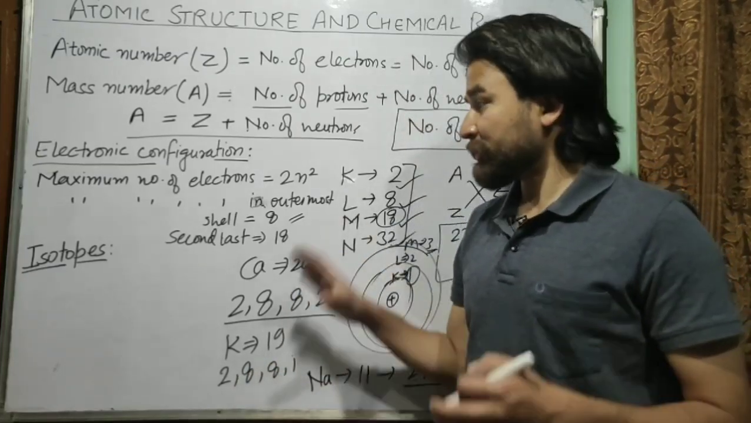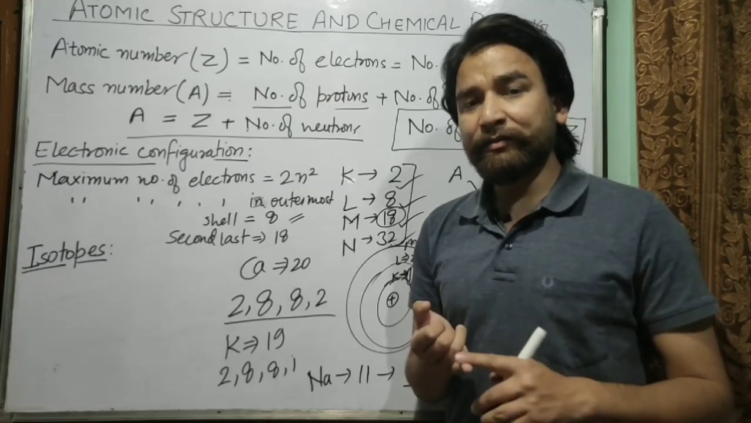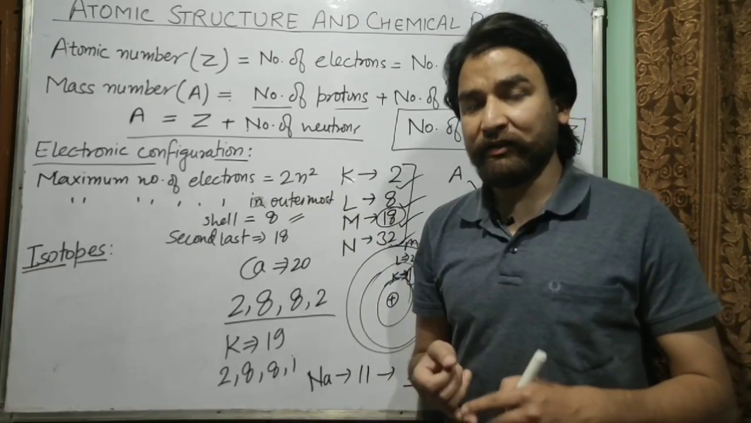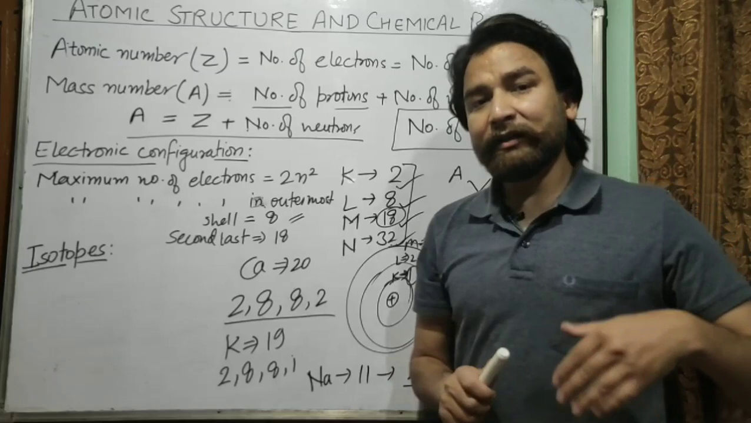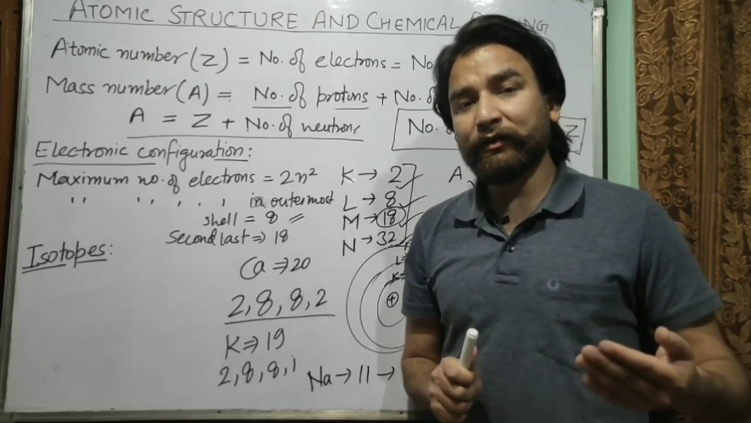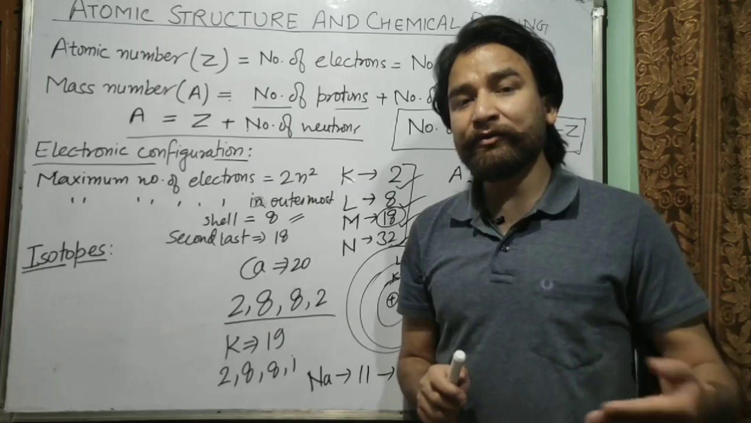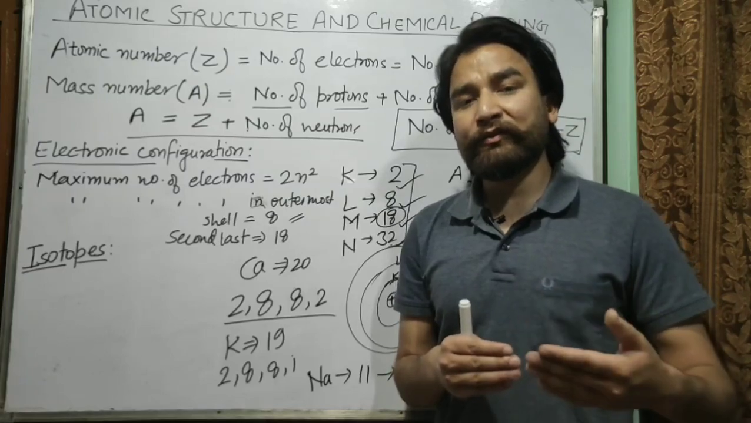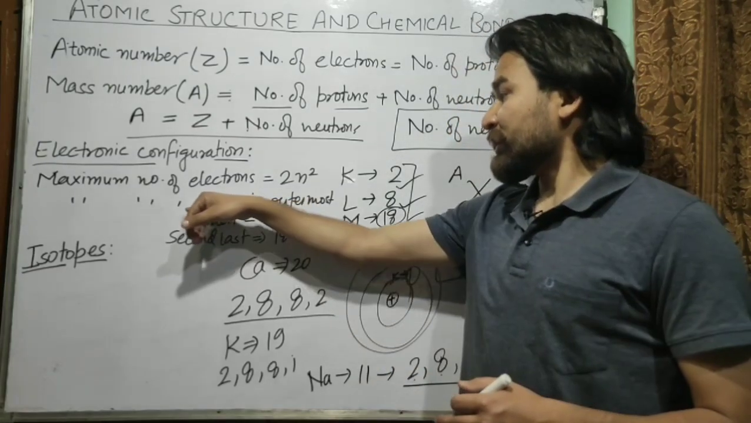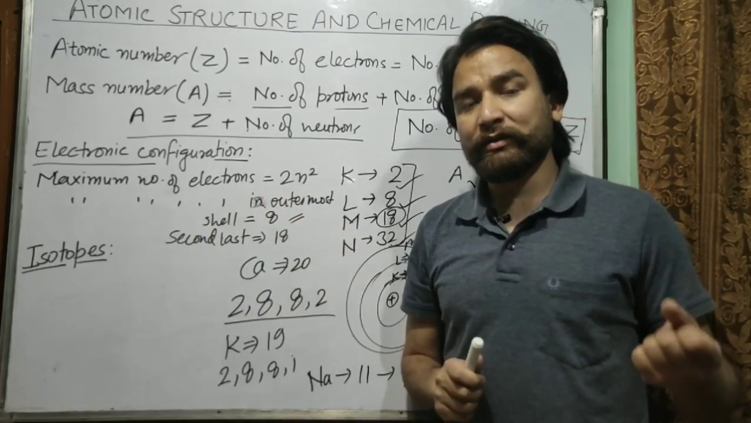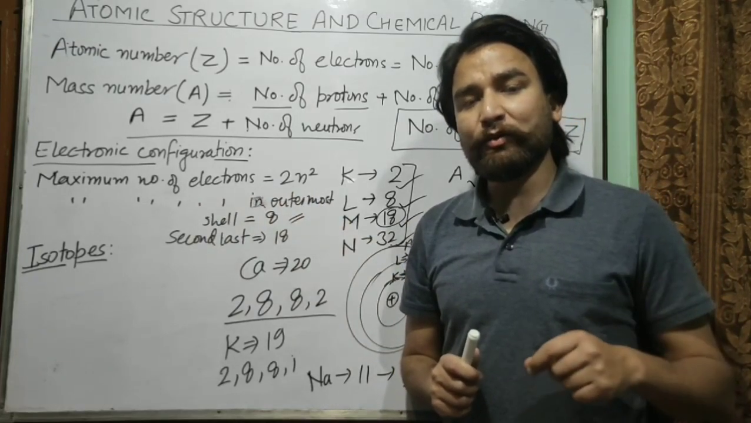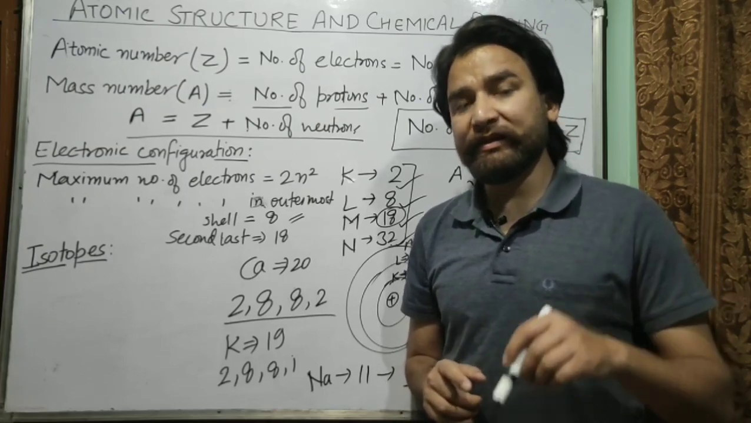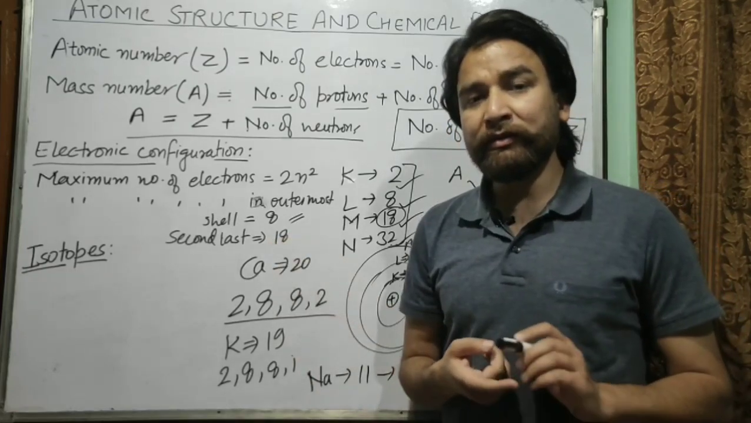So you have to remember these few rules. The first rule says that the maximum number of electrons in any shell is 2n square, where n represents the number of that shell. The second rule says that the electronic configuration means the arrangement of electrons is done according to the number of shell. It means the first shell will be filled first, then the second shell, after that the third shell, and so on. The third and last rule says that the maximum number of electrons which can be filled in the outermost shell is 8, and the maximum number of electrons in the second last shell, or penultimate shell, is 18. So you have to remember these rules.